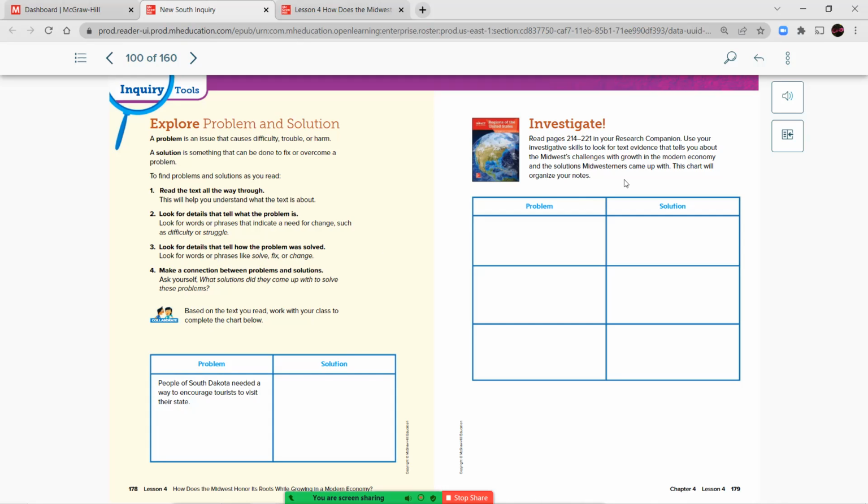Now we're going to read pages 214 to 221 in our research companion, that's your textbook. You're going to use your investigative skills to look for text evidence that tells about the Midwest's challenges with growth in the modern economy and the solutions Midwesterners came up with. We're going to use this to organize our notes and our ideas. So we're going to find three problems and three solutions.